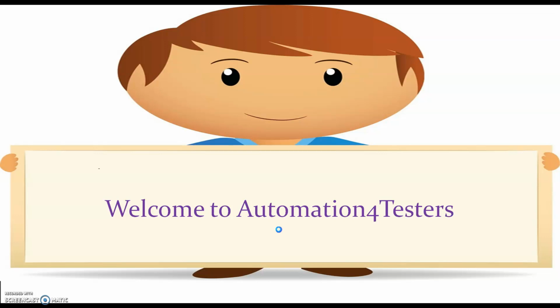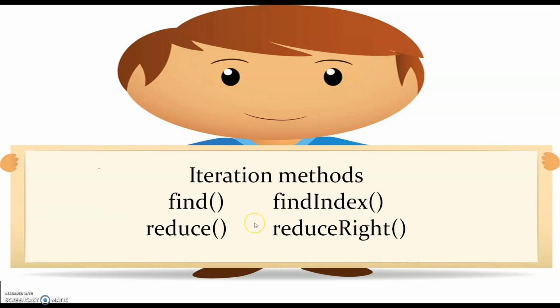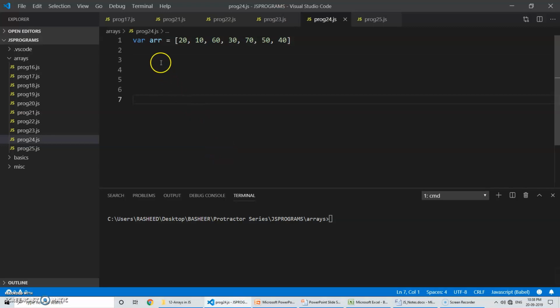In this lecture, we are going to discuss four iteration methods: find, findIndex, reduce and reduceRight. To take the demo, let's open Visual Studio Code. Here I already have an array which has some values.